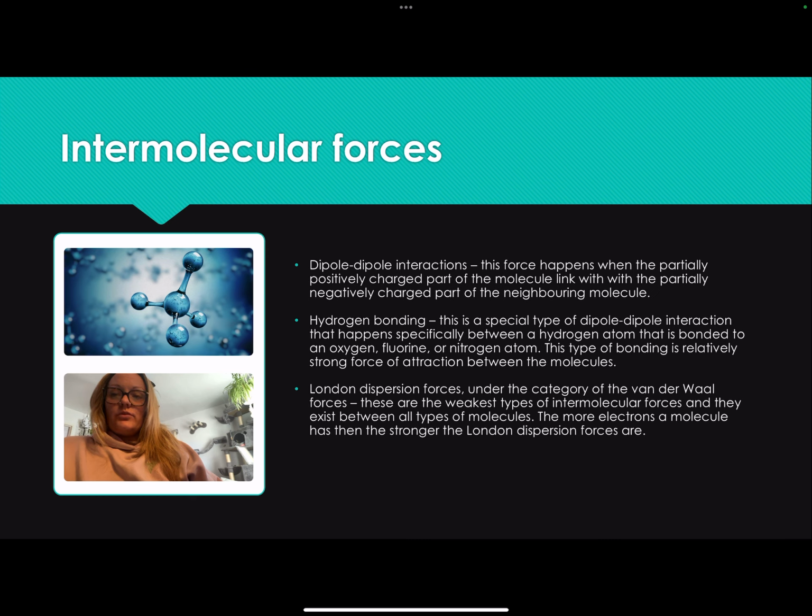London dispersion forces. Under the category of the van der Waals forces, these are the weakest types of intermolecular forces. They exist between all types of molecules. The more electrons a molecule has, the stronger the London dispersion forces are. These are 3 examples of intermolecular forces.